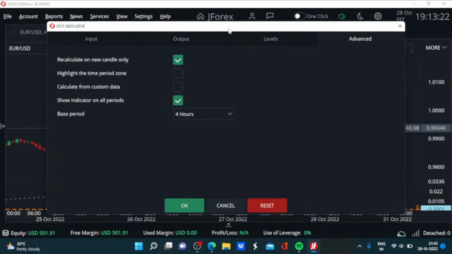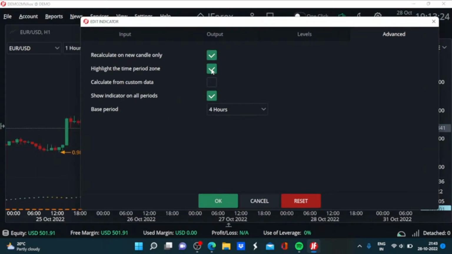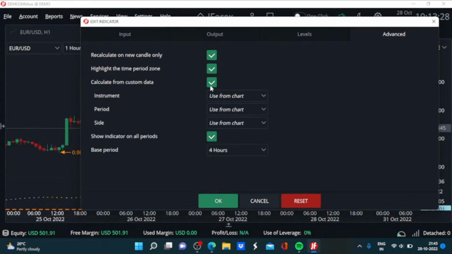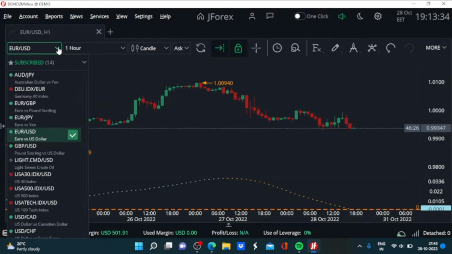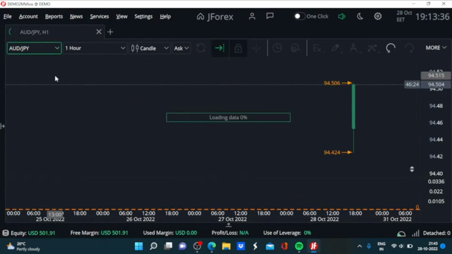If you want the calculation period to be highlighted, then you have to opt in. You can further customize the calculation. You can use the instrument from the chart. So whatever is the instrument on the chart, this indicator will be plotted for that instrument. Now if I change it to AUD you will have the plotting of the TRIX indicator as per the AUD pricing data. It is taking some time.